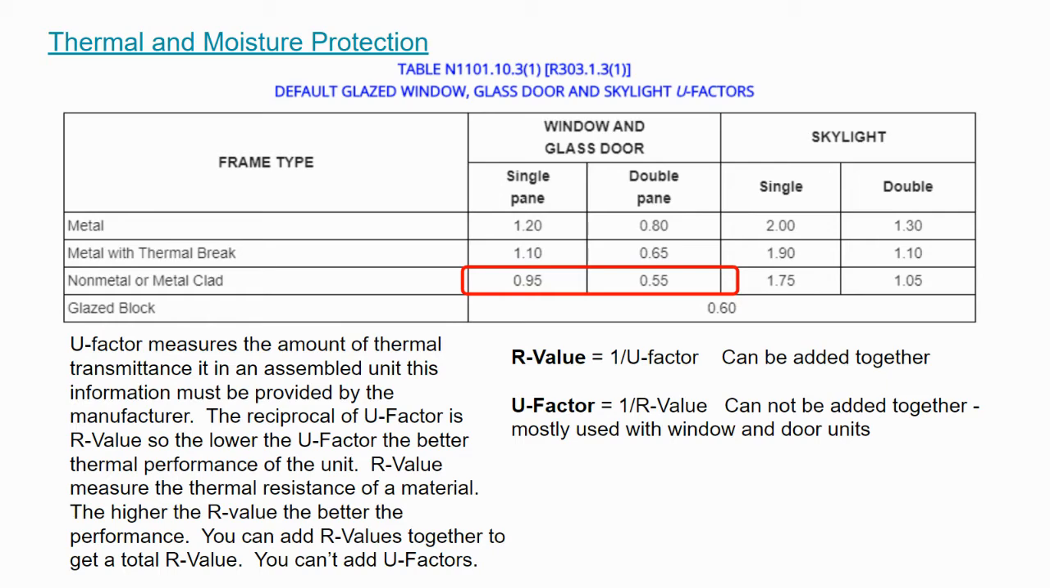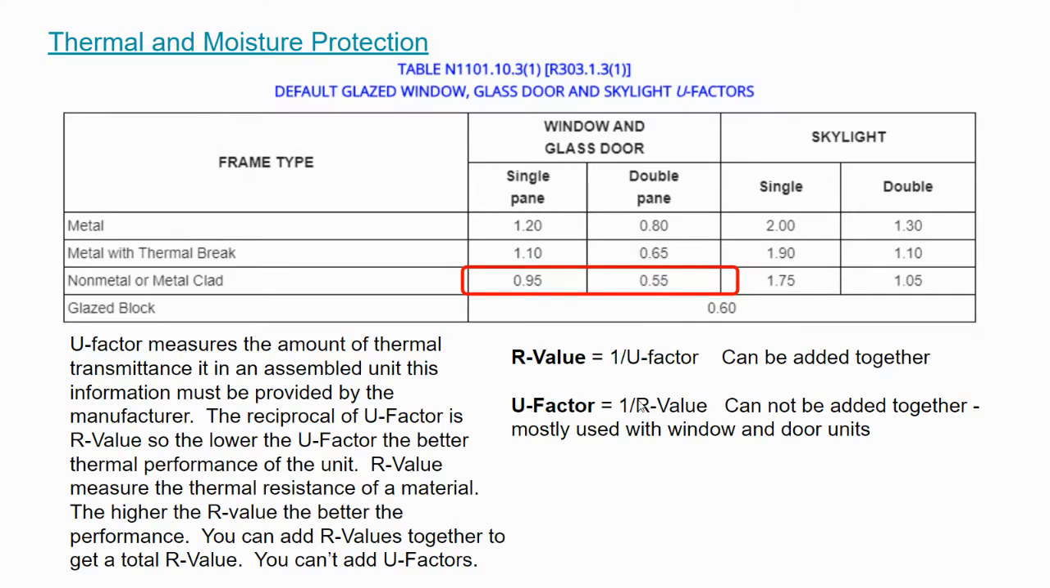And then the reciprocal of the U factor is an R value. So we want the lowest U factor as possible, and we want the highest R value as possible. And the R value is measuring the thermal resistance of a material. So we want that to be as high as possible. And these are some numbers and equations that are important to know.